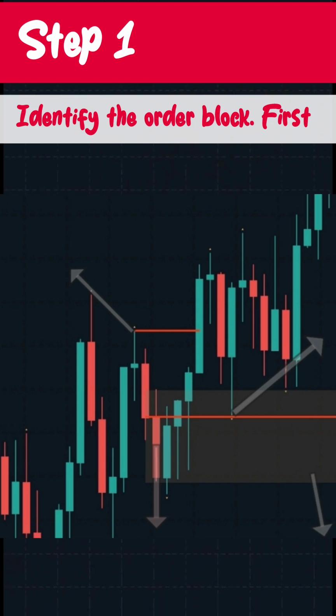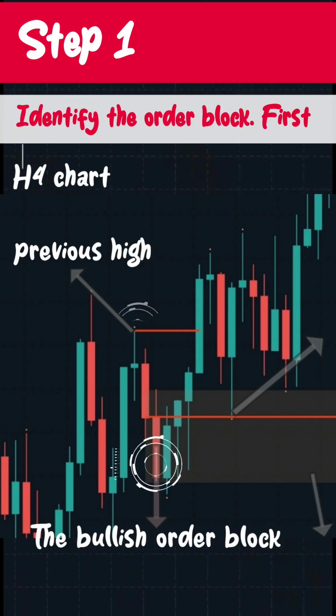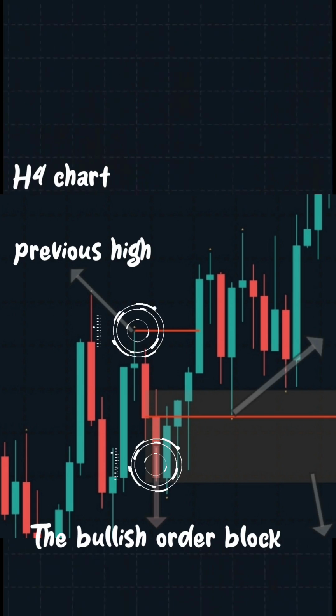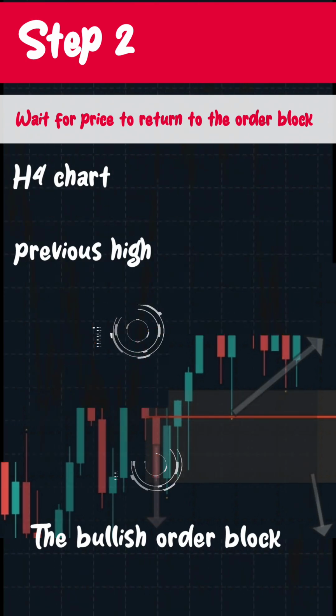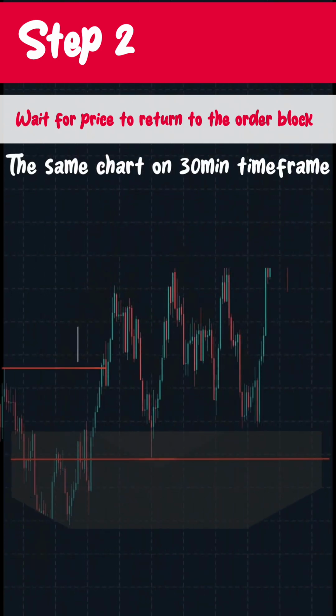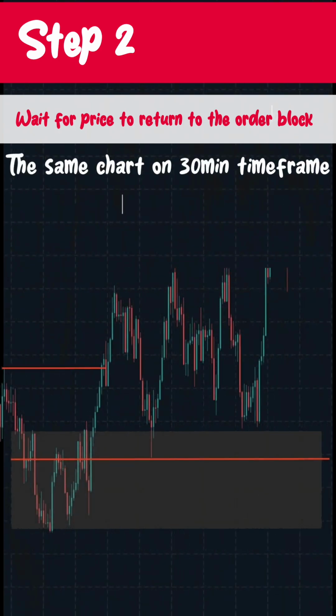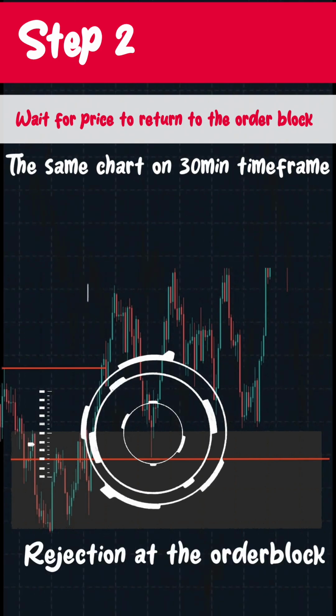First, look for a large bullish or bearish candle that breaks previous highs or lows. This is the order block. Step 2. Wait for price to return to the order block. Don't rush in when price just touches it, patience is key. Wait for price to test that area and show signs of rejection like a pin bar or engulfing candle.